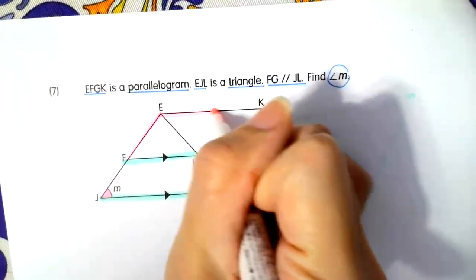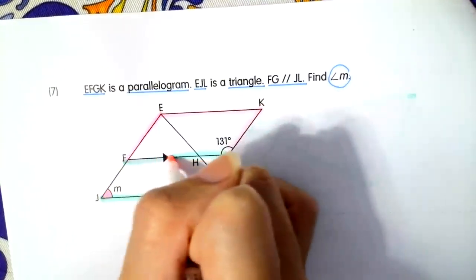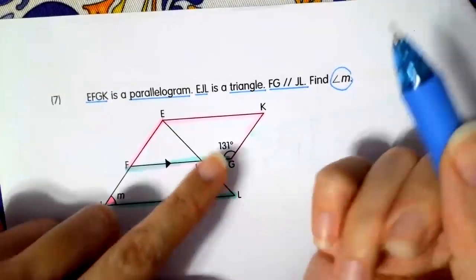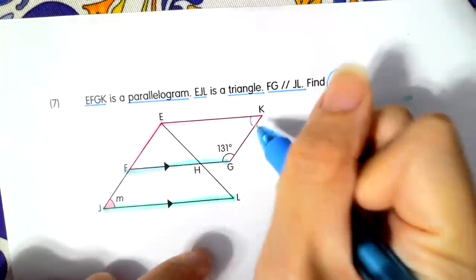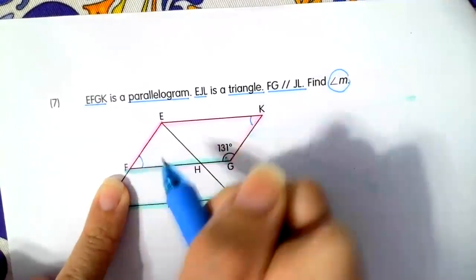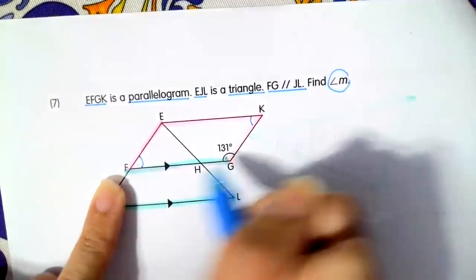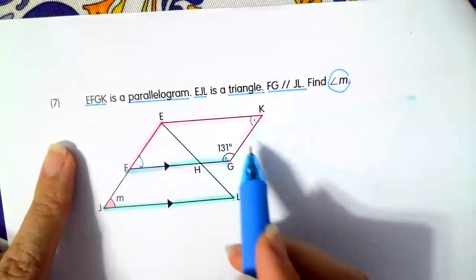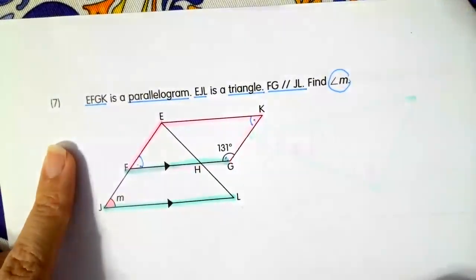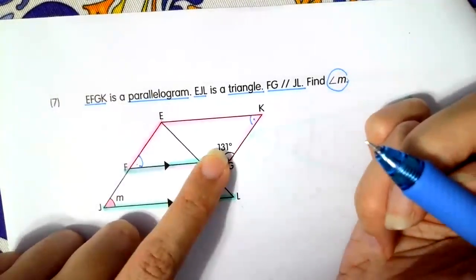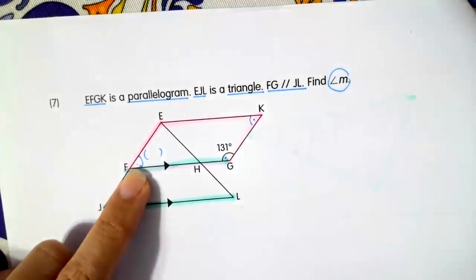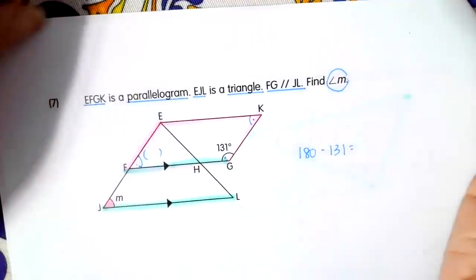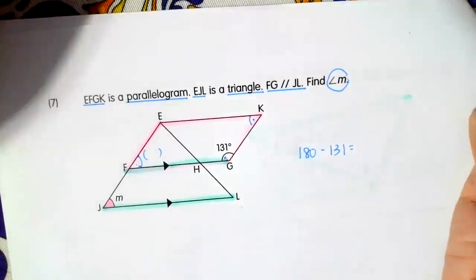This is a parallelogram. So two rules come to your mind here. Angles between parallel lines add up to 180. So 131 is here, so either here 180 or here it's also 180, two ways, because the parallel lines are here and this is also parallel as well. So your first step is to take 180 minus 131, and you'll get this angle here, angle EFH.